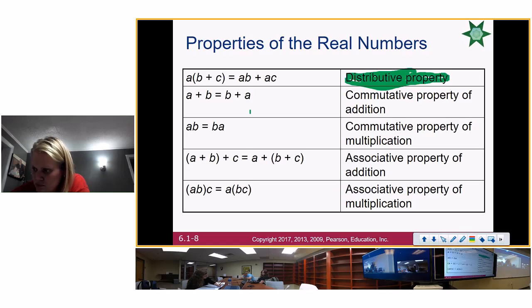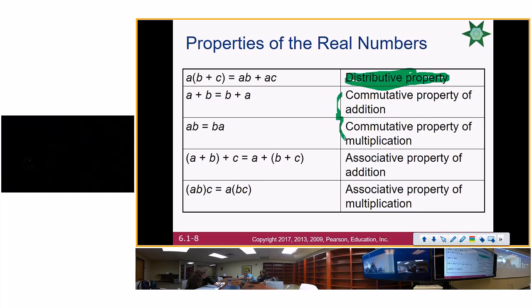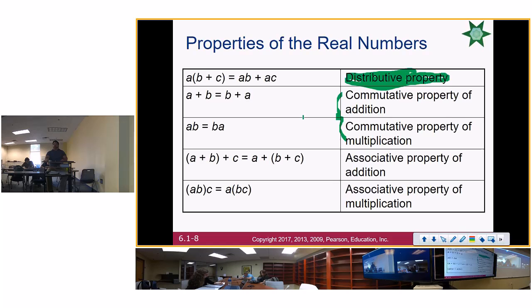So you need to realize that the commutative law for addition and multiplication are the same. 2 times 3 is 6. 3 times 2 is 6. 2 plus 3 is 5. 3 plus 2 is 5.